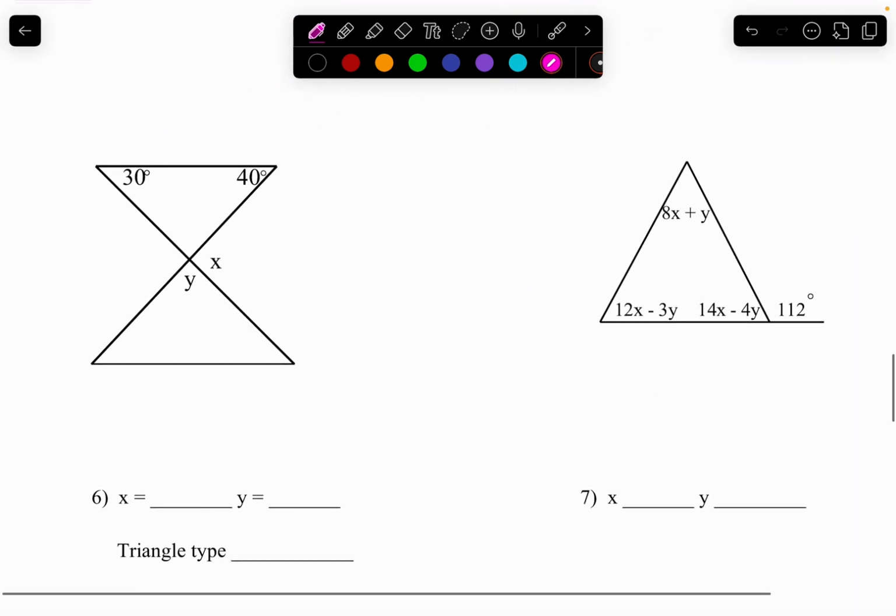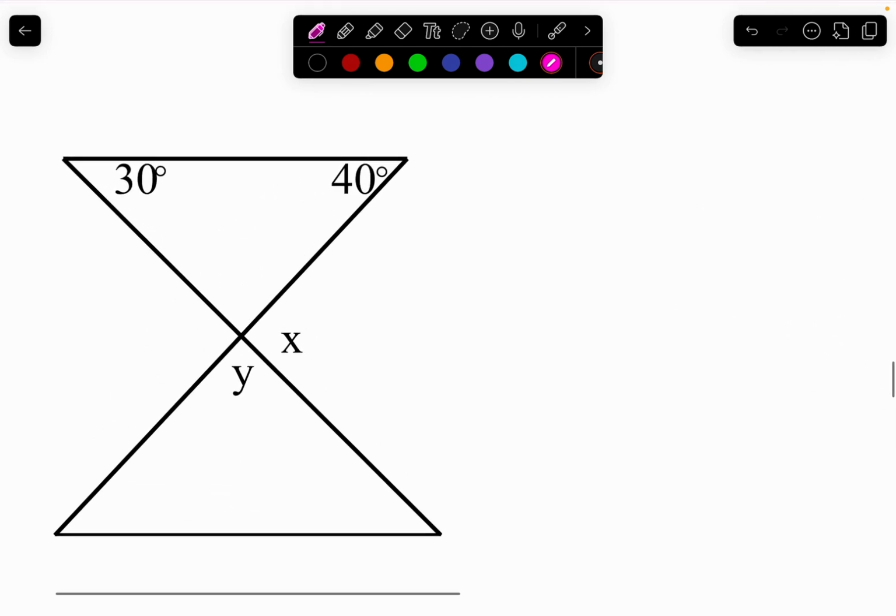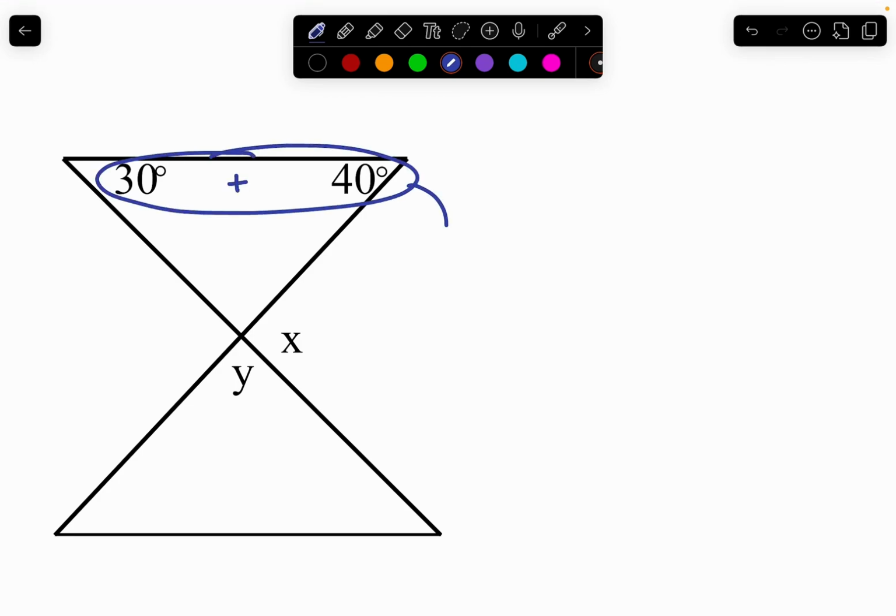Looking at number 6, there's some things I can do here, but when I take a look at this, I automatically see that the remote interior angles can equal this exterior angle. So automatically x is going to be 70 degrees. If x is 70 degrees, I can say that these two angles are supplementary. They add to give me 180, so y would be 110 degrees.